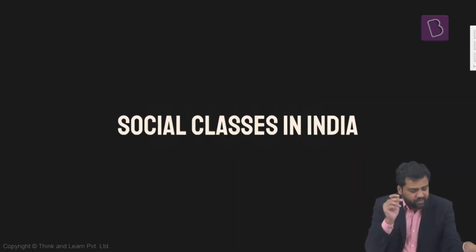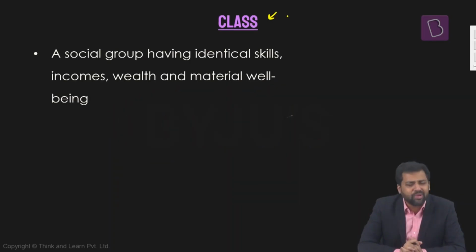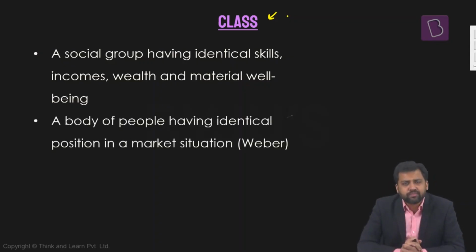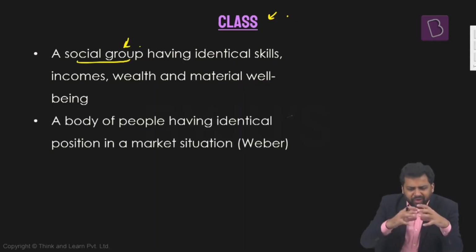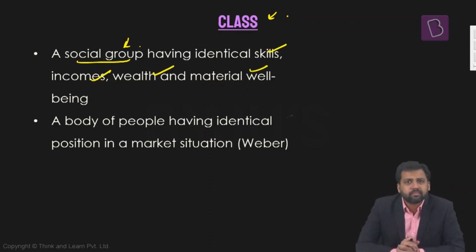So let's get started. First thing first, what is class? What do you mean by the term class? See, class refers to a group of people, a societal group. People have similar kinds of skills, similar kinds of incomes, similar kinds of wealth. Their material well-being is similar. It's not necessarily exact, but again, within a particular acceptable range. So that is a class.